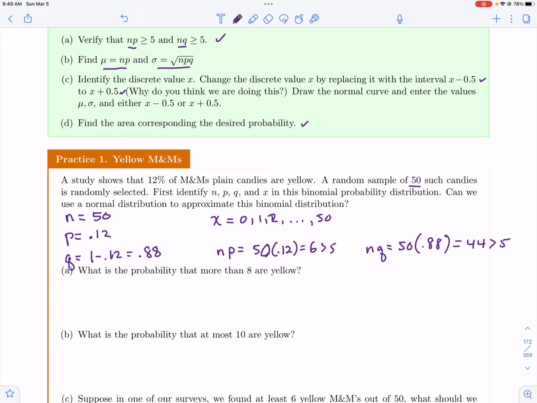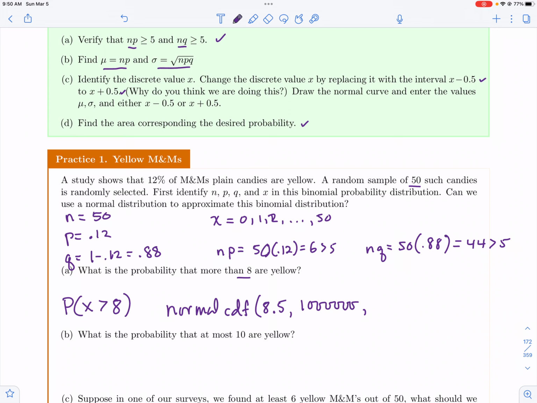All right, in this case, we're trying to find the probability that more than 8 are yellow. So what we're looking for is the probability of X being greater than 8. Since we don't want to include 8 in our probability, when we set up our normal CDF, we're going to take 8 and add 0.5 to it so that 8 isn't part of our answer. And since this is a more than, this is going to be our lower bound, and then some ridiculously big number for our upper bound.